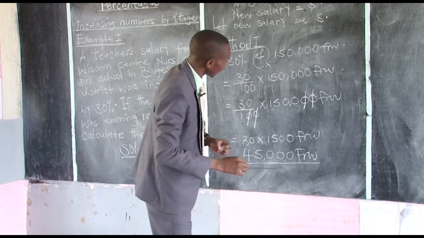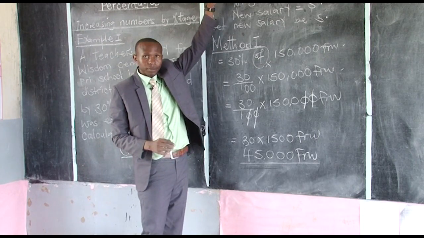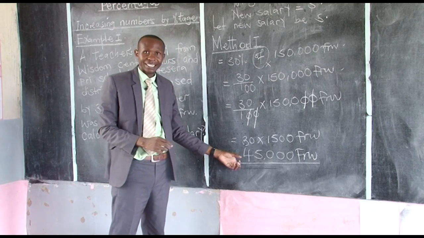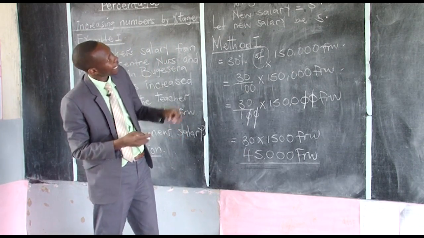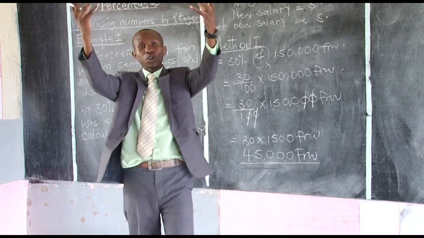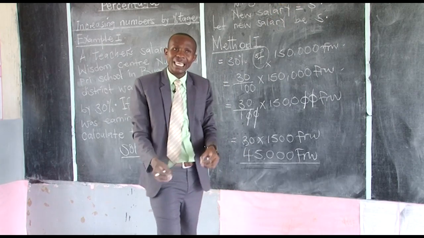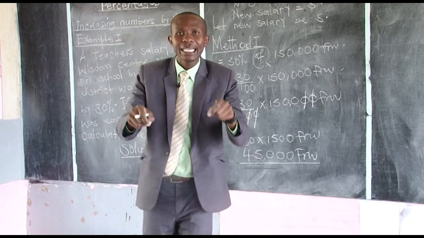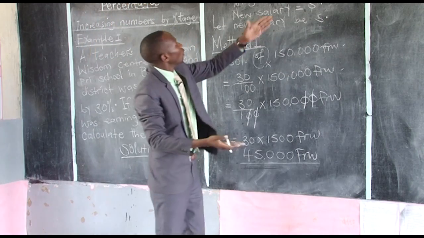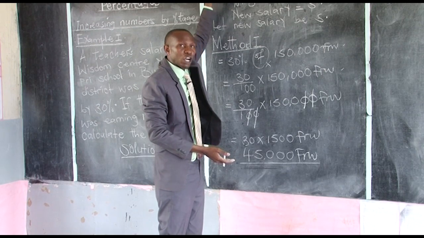150,000. But what do they want? They want us to find the new salary. And remember, the old salary was this. Meaning that if it was increased by 30%, they added him 45,000. Once you hear the word increment, just know something is going to go up. When you hear decrement, just know it is going down. Now, since this is an increment, is it going to go up or down? Simply, once you hear the word increment, just know his salary is going to increase. So for us to get the new salary, we shall get the old salary.